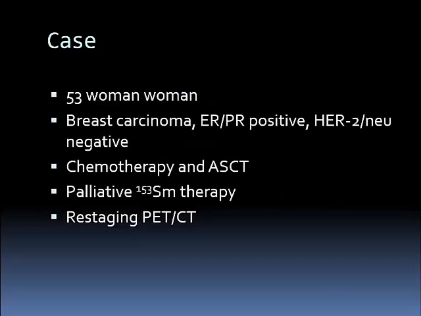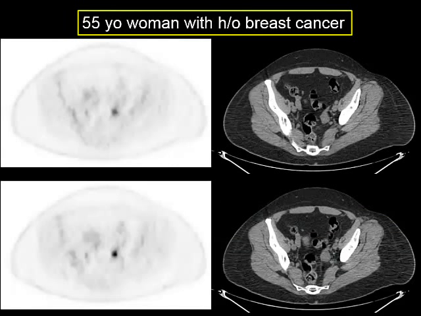I'll use this just as a separate case example. This is not a case quiz, but this was a 53-year-old woman who has breast carcinoma, bone metastatic disease, has undergone chemotherapy and autologous stem cell transplant. She's also had palliative samarium-153 therapy for bone metastatic disease, undergoes PET-CT scanning, and we can see that she also has very focal activity in the left side of the pelvis, localizing to this structure along the pelvic sidewall.